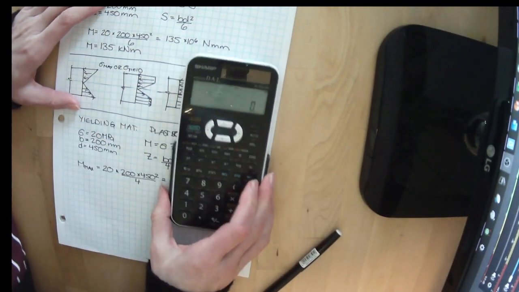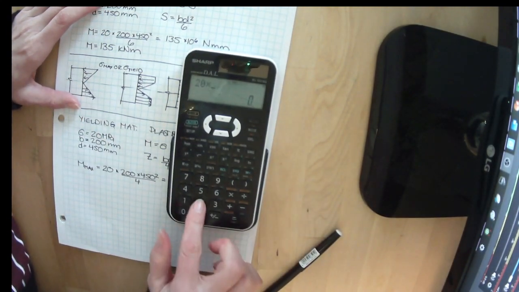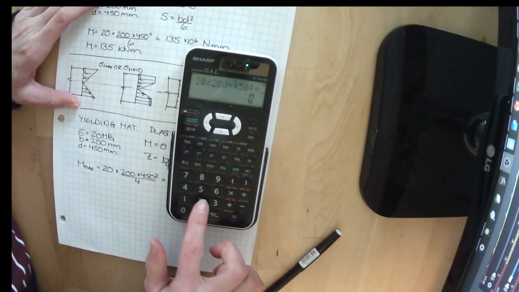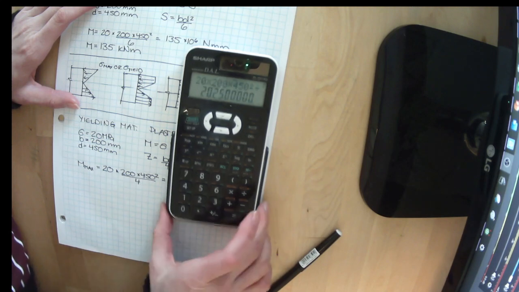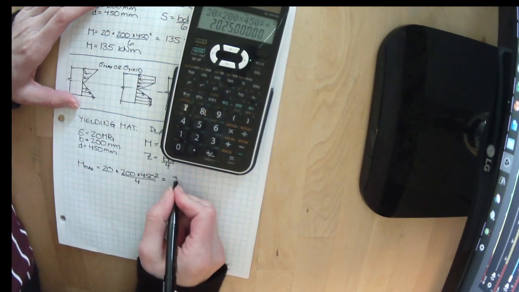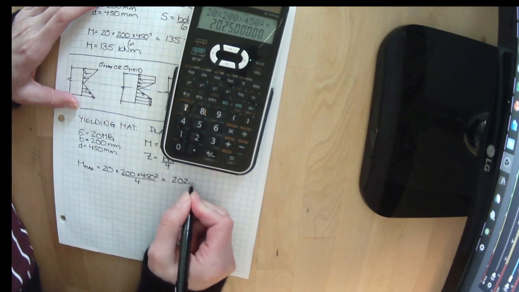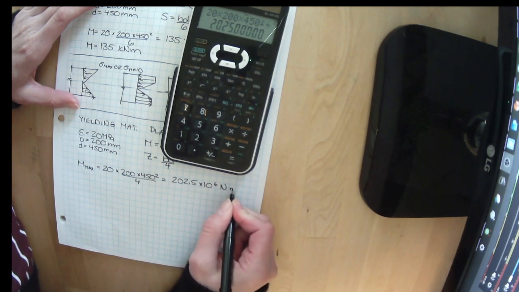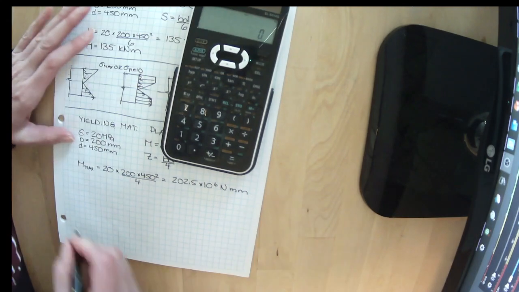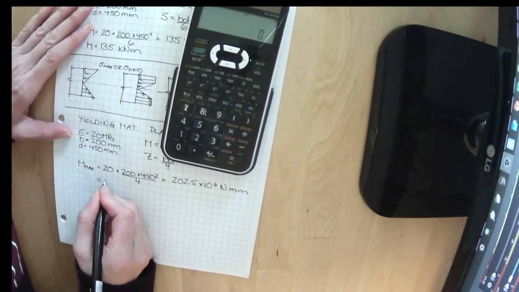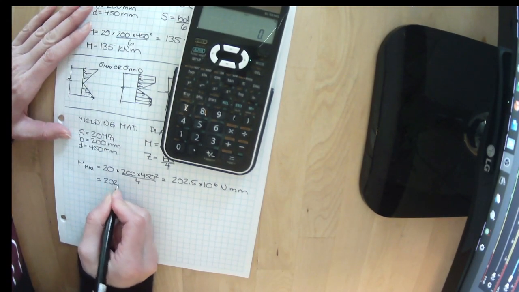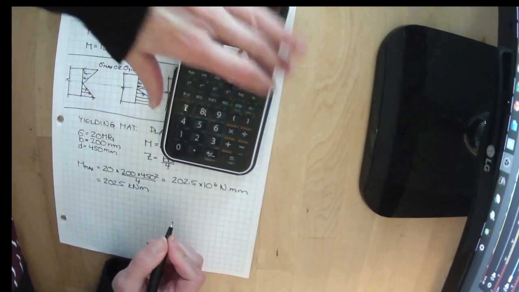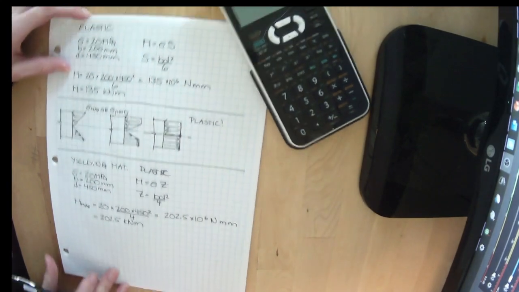Let's plug this into our calculator. 20 times 200 times 450 squared divided by 4. We get 202.5 times 10 to the 6 Newton millimeters. Let's convert that to kilonewton meters: 202.5 kilonewton meters.